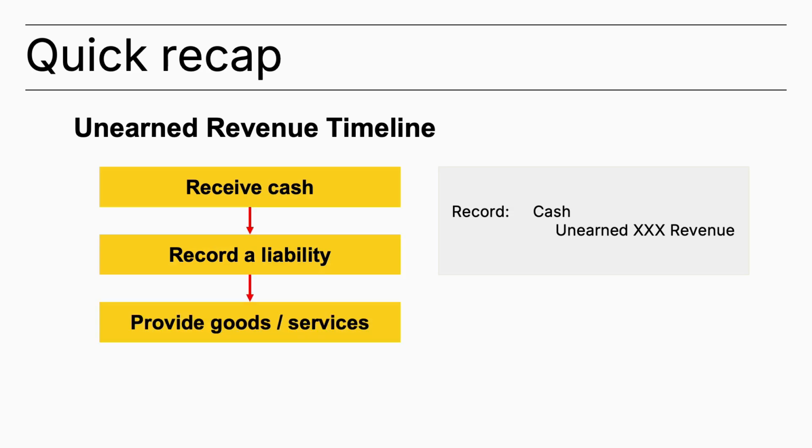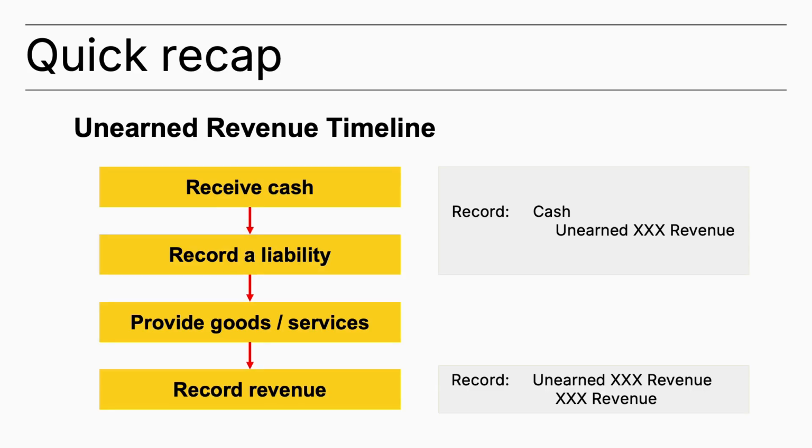Next, the business provides the goods or services to the customer. Once the goods or services have been provided, the revenue has now been earned. At that point, the business records the adjusting entry by debiting unearned revenue because the liability decreases. Remember, when a liability decreases, we debit the liability account. Then, the business credits revenue because the revenue has now been earned. Although the account names may change depending on the business, the process stays exactly the same. Whenever you see cash received first and revenue earned later, you're dealing with unearned revenue.